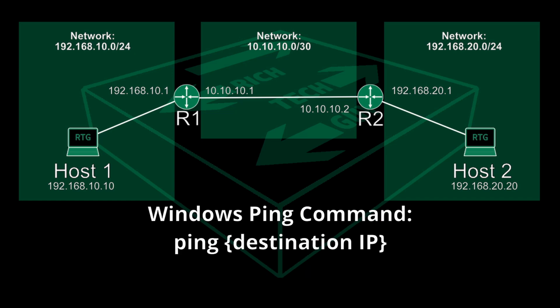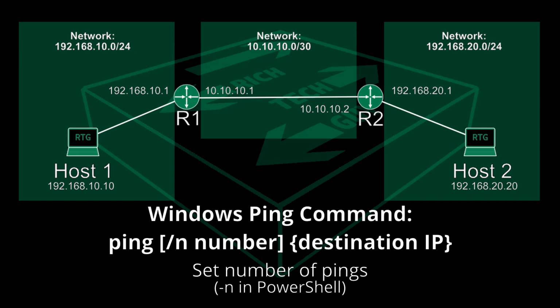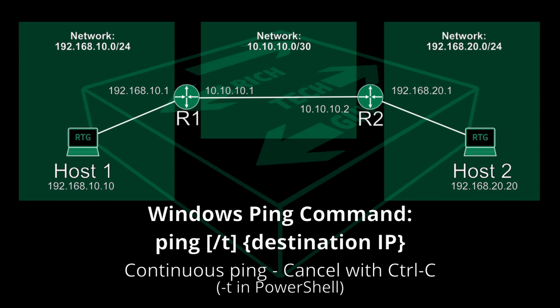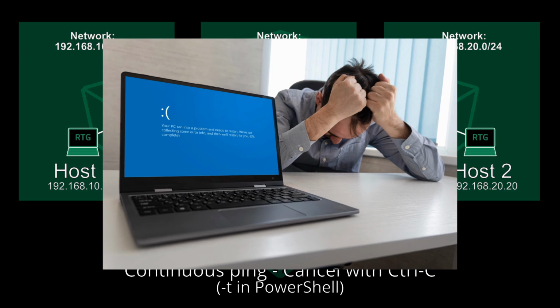On a Windows machine, the ping command will default to send 4 pings. If you want to send a different number of pings, you will need to use the /n option followed by the number of pings. Think of the n as the number of pings to send. Also, on a Windows machine, if you want to ping indefinitely, like a Linux machine, you will need to use the /t option. I don't know why they went with /t, but it's Windows. Things don't have to make sense in Windows.